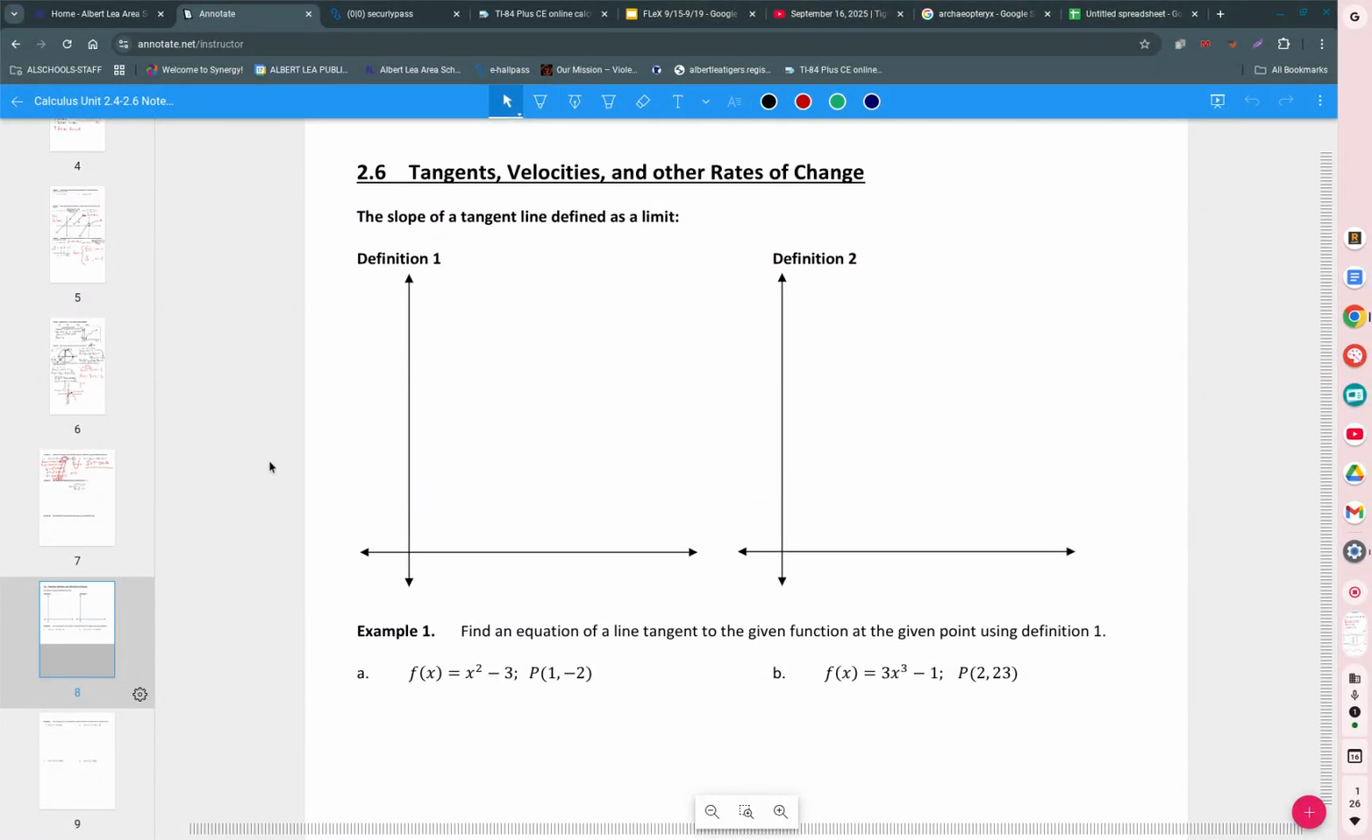Okay. It's called tangents, velocities, other rates of change. Kind of a bad title because we're not going to do much application with this. Eventually, we're going to do a lot of application with it. But the piece we're going to show you today, we're going to use this over and over again. It's going to be in a different form, but it's going to be really good stuff.